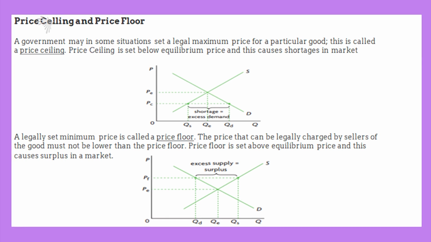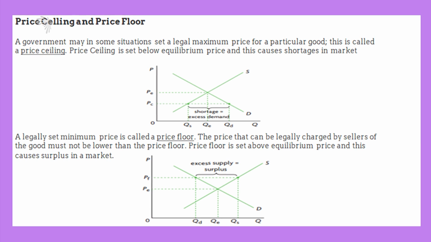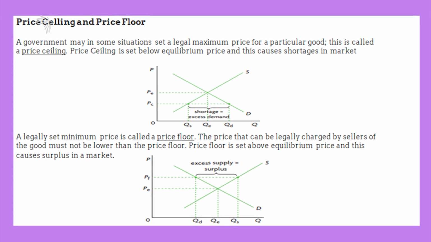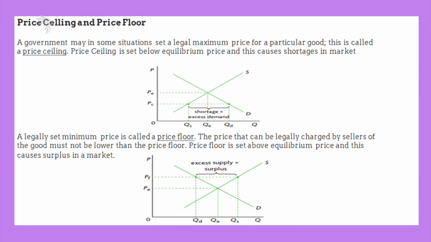So remember, the price ceiling is set below. Remember the word below. It's set below the equilibrium price, and this causes a shortage in the market. So look at the diagram.